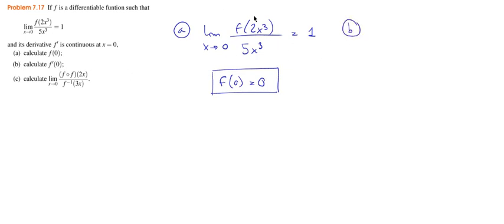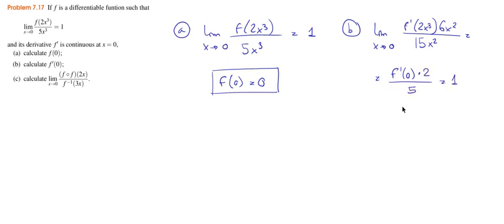Well, if this is going to be 0 over 0, then the limit of the derivatives is going to be, and then we have the derivative of this is f prime at 2x cubed times the derivative of this, which is 6x squared, divided by 15x squared. And this is going to be the same when we take the limit of this, f prime at 0 times, and then we can divide here, take common factor 2, 5. This is equal to 1. This is what we want. So f prime at 0 is going to be 5 divided by 2.